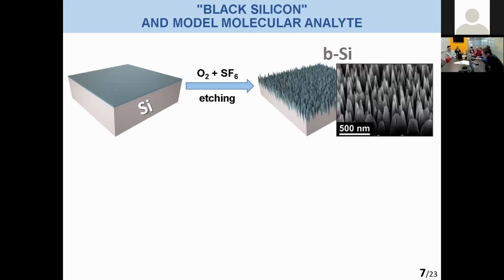So the example of a SERS platform is a so-called black silicon surface, which is fabricated by chemical etching of a standard silicon wafer in an oxygen and fluorine containing atmosphere. And as a result of such etching, randomly arranged cone-shaped nanostructures are formed on this surface.